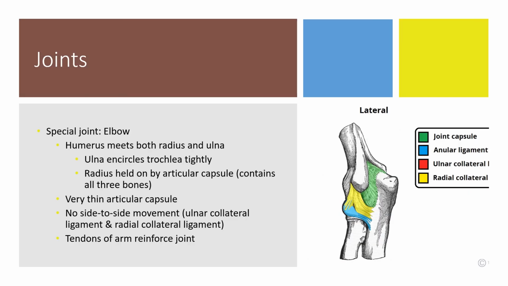Your elbow is kind of a surprisingly complicated hinge joint. Your humerus, this says both your radius and your ulna, and that's kind of true. Your ulna directly encircles the trochlea, and that is a full-blown hinge joint. Your radius sits up kind of against the capitulum of your humerus, but it doesn't really touch it. It's held on by an articular capsule that surrounds all three of those bones, radius, ulna, and humerus. And so it doesn't articulate the same way as the ulna does.